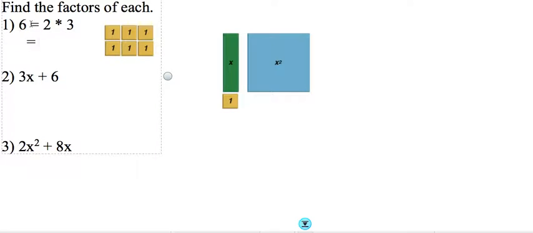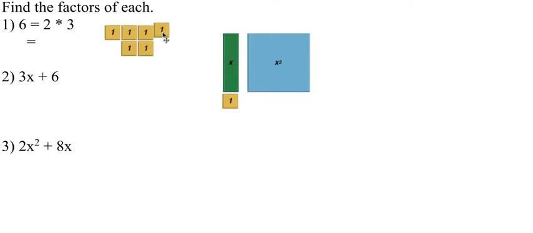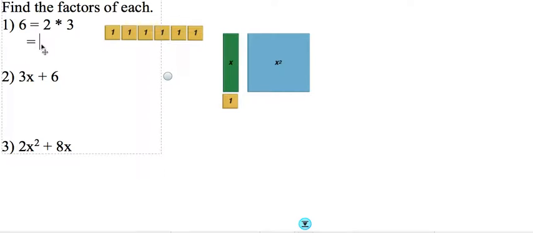Or I could build this in a separate way. So I could just put all of these in a row here. And so it becomes a rectangle that is 1 by 6. So it could also be 1 by 6, or 1 times 6 as well. So those are the factors of 6. Those are the different ways we can factor it.